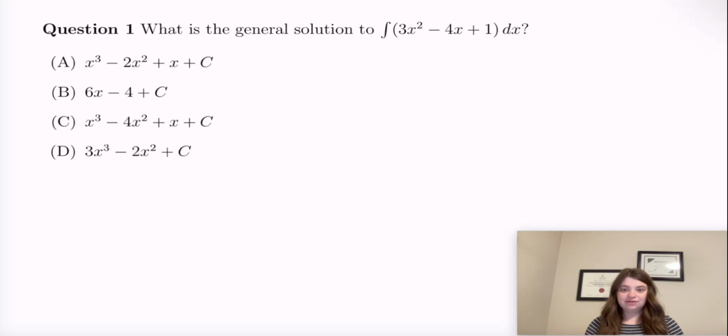What's the antiderivative of 3x squared? Well, that would be x cubed. And we can verify that by saying, well, what if we took the derivative of x cubed? We would indeed get 3x squared. And so that confirms we did it correctly.